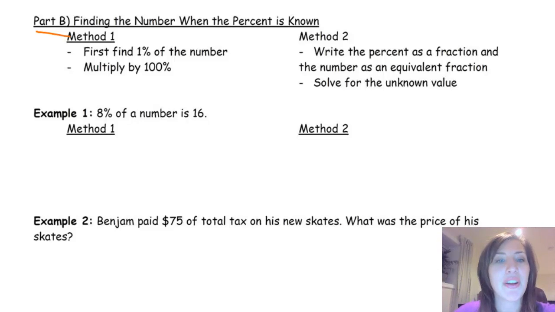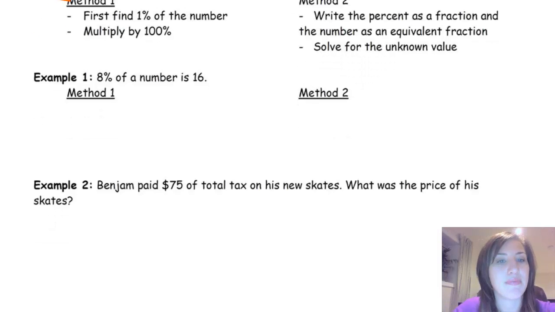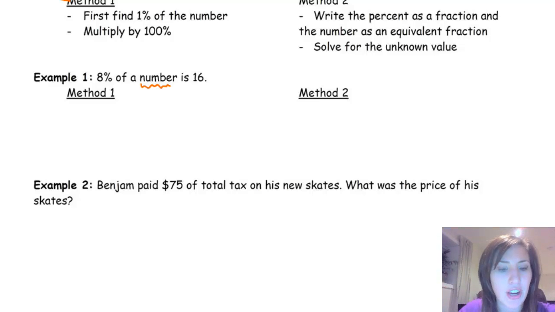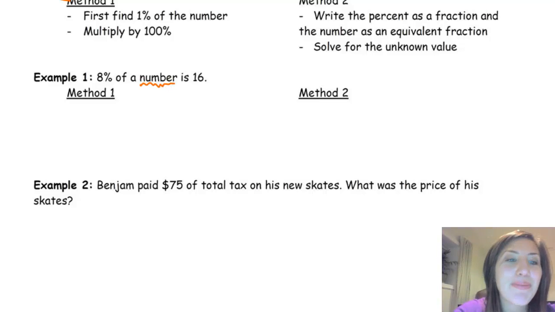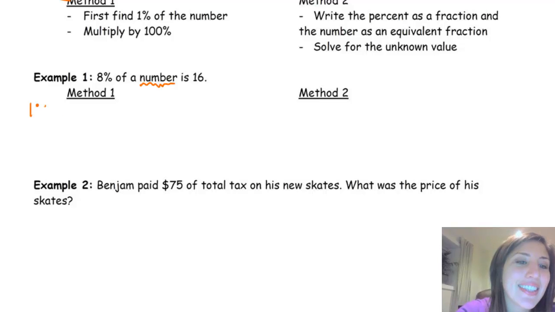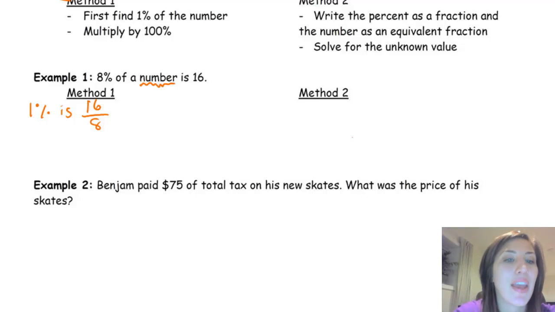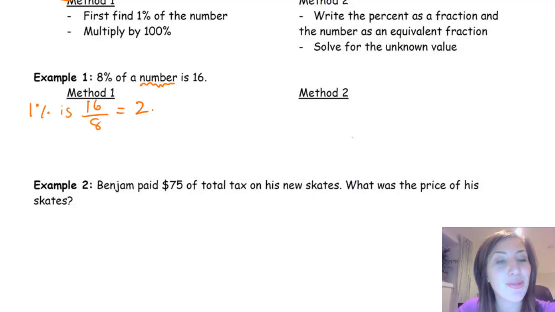8% of a number is 16. What is the number that they're talking about here? Well, let's figure it out. The first one says, first find 1% of the number. Okay, 1% is 16 over 8. So we just take the number over the percent. And if we do this in our head or plug it into our calculator, we're going to get 2.